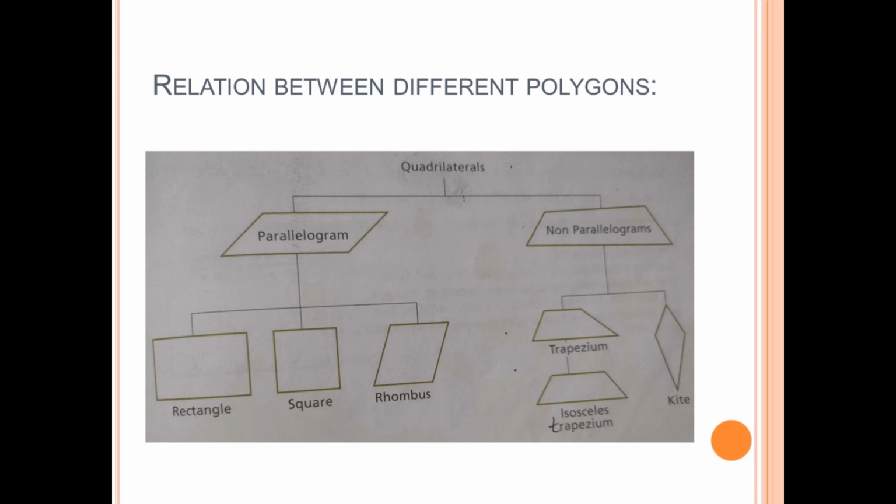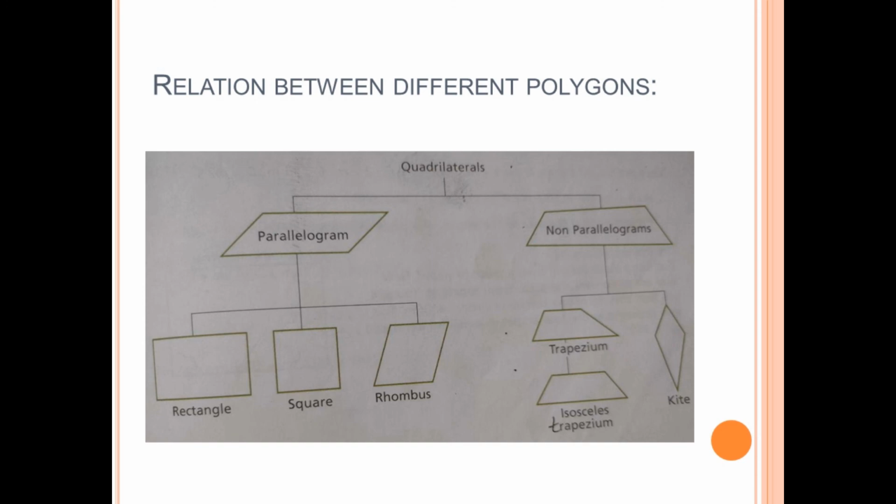What is the quality of a parallelogram? The opposite sides of a parallelogram are always parallel and equal to each other. You can see that in a rectangle, the sides opposite to each other are parallel and equal. In a square, the sides opposite to each other are parallel and equal. And the sides opposite to each other in a rhombus are parallel and equal.